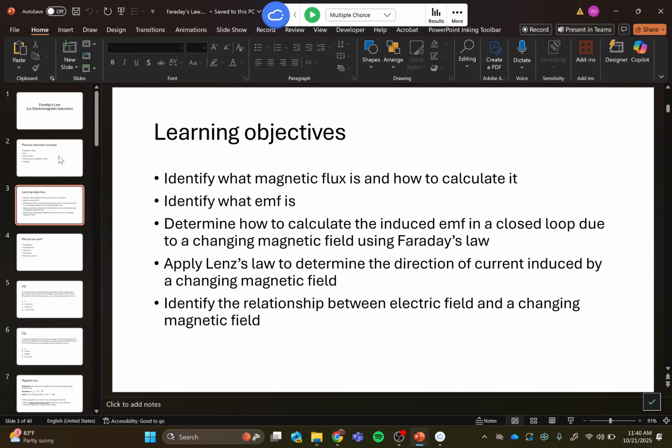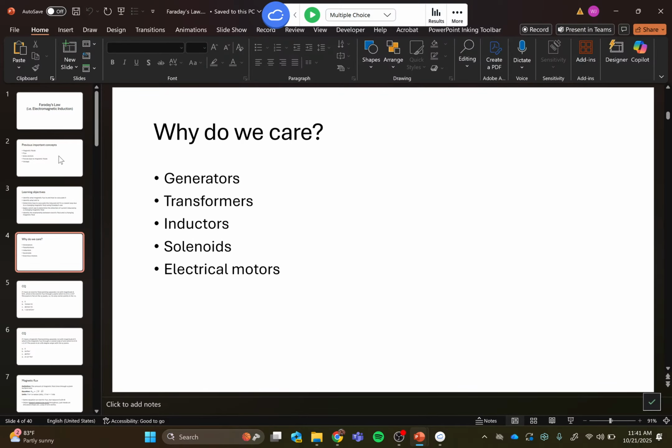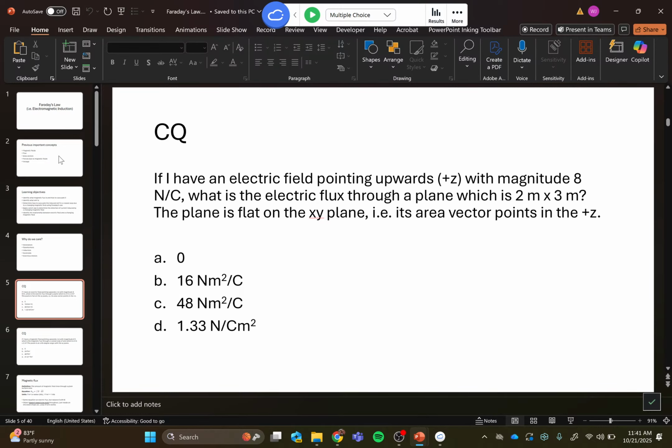All right, so we're going to learn what magnetic flux is. That's going to be really easy. We're going to identify what EMF is, which is going to sound fancy, but it's another word for voltage. Everywhere we see EMF in this PowerPoint, you can pretend like it's voltage, and that'll get you perfectly fine. We're going to learn how to calculate this voltage due to a changing field, the direction of the current, and by the end, why do we care? Generators, transformers. We're not, unfortunately, going to be able to get to those too much, but it's fine.